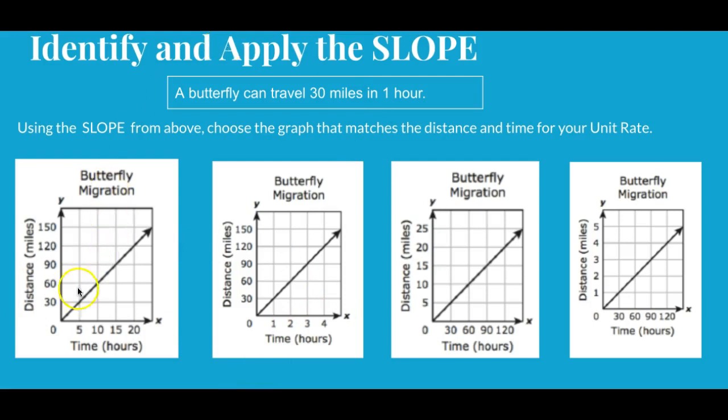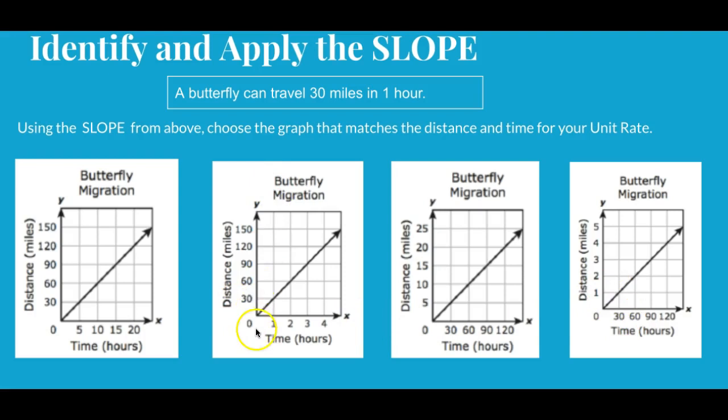No. This ratio is 30 to 5. 30 to 5 reduces to 6 because 30 divided by 5 is 6. 6 will be the slope of this graph. Did you look at this one? Oh, there's 1 and 30. No. No. That's 1 over 30.